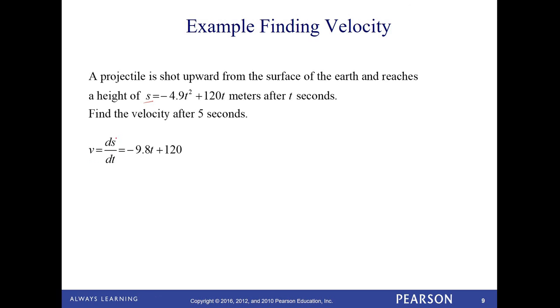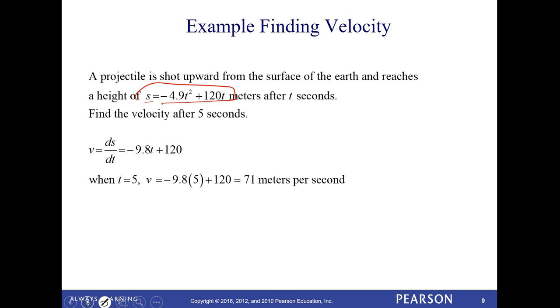So hopefully we got that velocity is the derivative. So using our power rule and then evaluating that when t equals 5, we should get 71 meters per second. Okay, so some pretty simple examples applying those derivative rules to velocity and acceleration. All right.